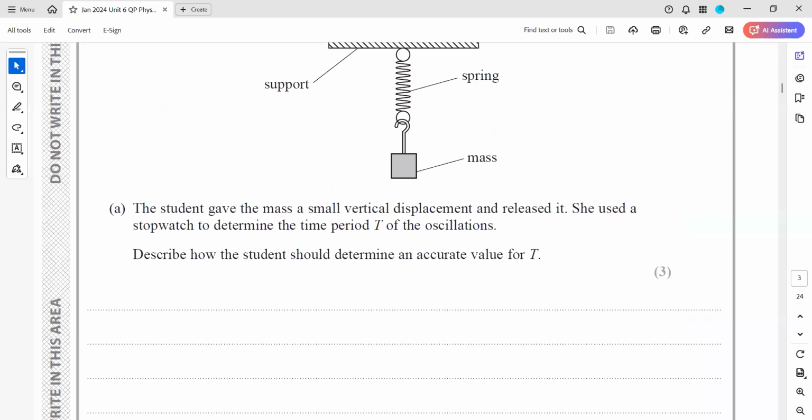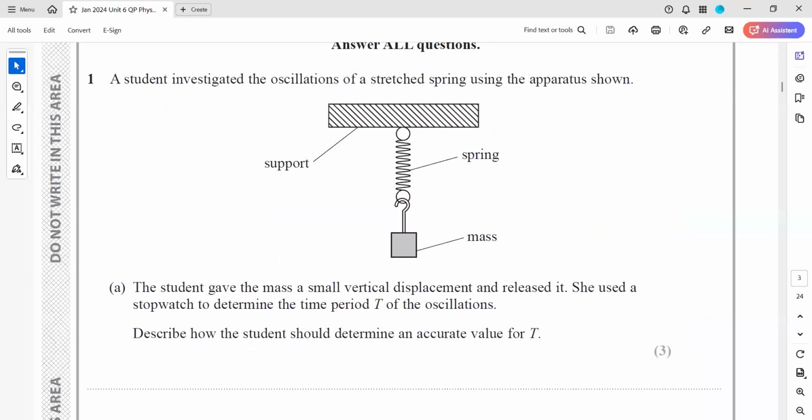In this question, a student is investigating the oscillation of a stretched spring using the apparatus shown. The student gave the mass a small vertical displacement and released it. He used a stopwatch to determine the time period of oscillation. Describe how the student should determine an accurate value for the time period.